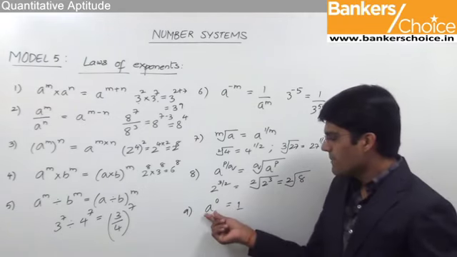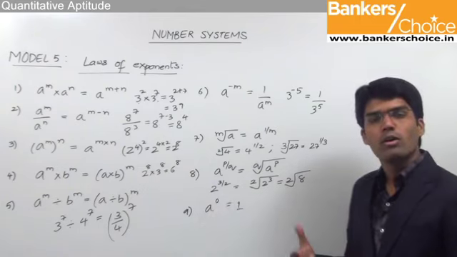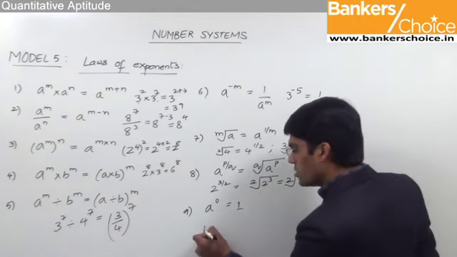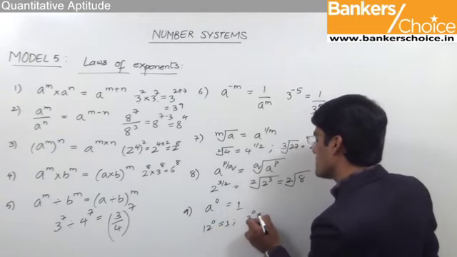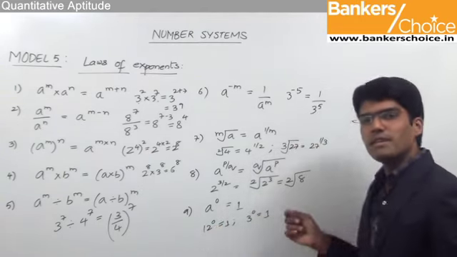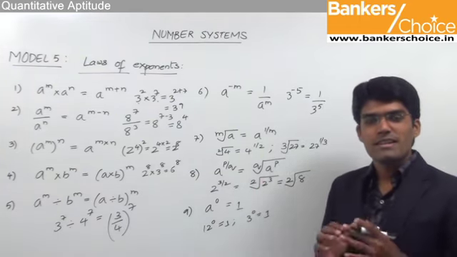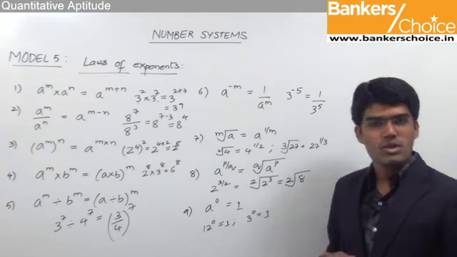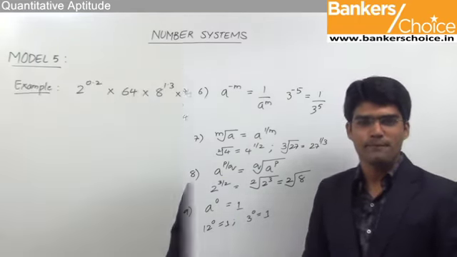And the last one here is a power 0 is equal to 1. So any base raised to the power of 0 will always be equal to 1. For example, 12 to the power of 0 is equal to 1, or 3 to the power of 0 is equal to 1. So whatever be the base, when the power is 0, the answer will be equal to 1. So these are the various laws of exponents or indices which are required in solving questions from this area.